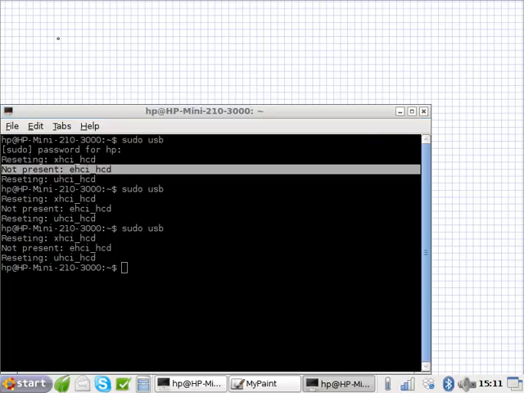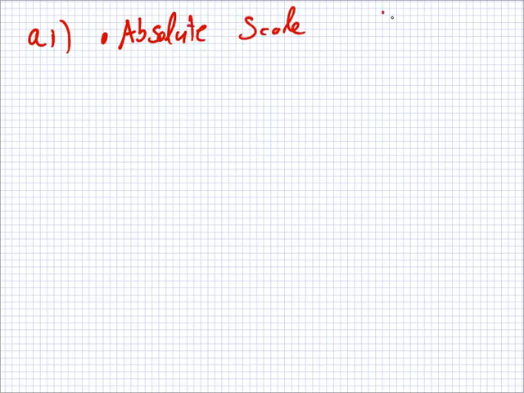Okay. So the first thing here, A part 1. I won't write the full story, I'll just give bullet points. So what they want to see is they want you to use the word absolute. Absolute scale, which means that it starts at 0.